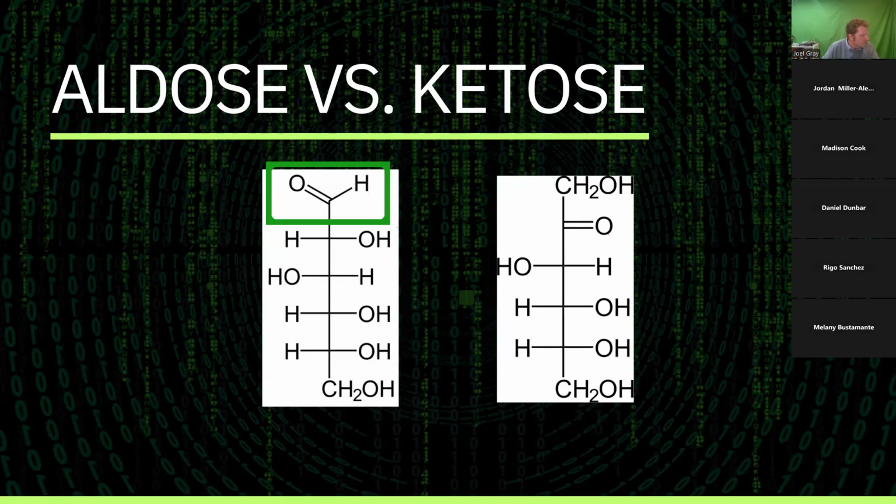We've got our ketose on the right-hand side. They both have a carbonyl carbon, and it's just a matter of what that carbonyl carbon is bound to. Is it bound to a primary alcohol and then an R group, or is it bound to an R group and a hydrogen?